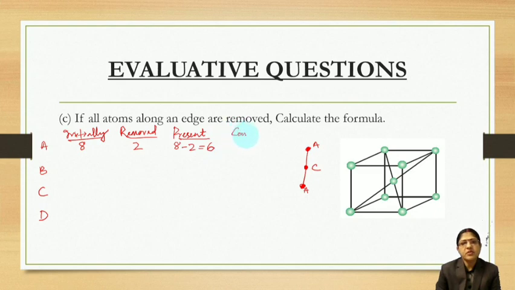And their contribution: corner atoms contribution is 1 by 8. So 6 into 1 by 8 is equal to 6 by 8. Or if you divide by 2, 2 3s are 6, 2 4s are 8, 3 by 4.